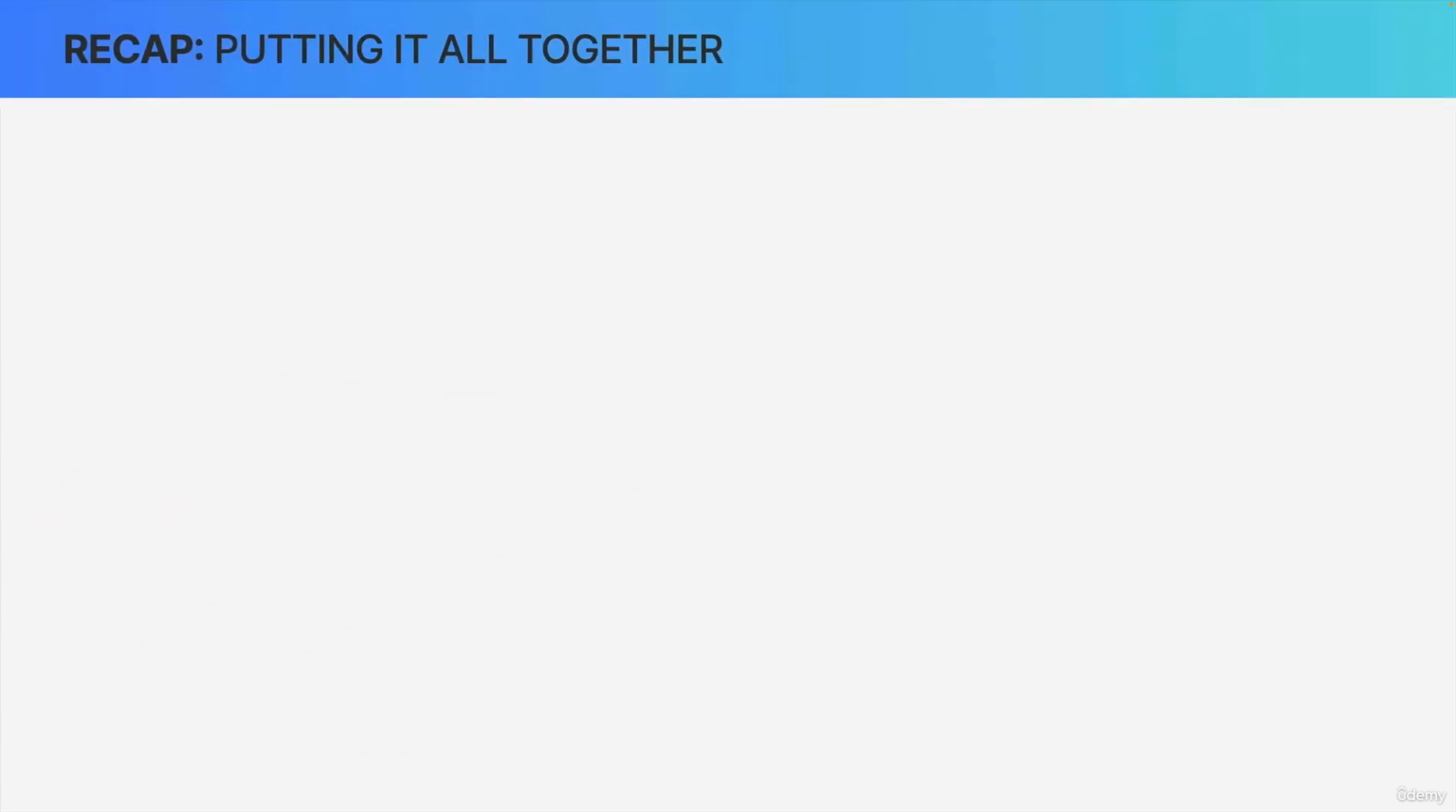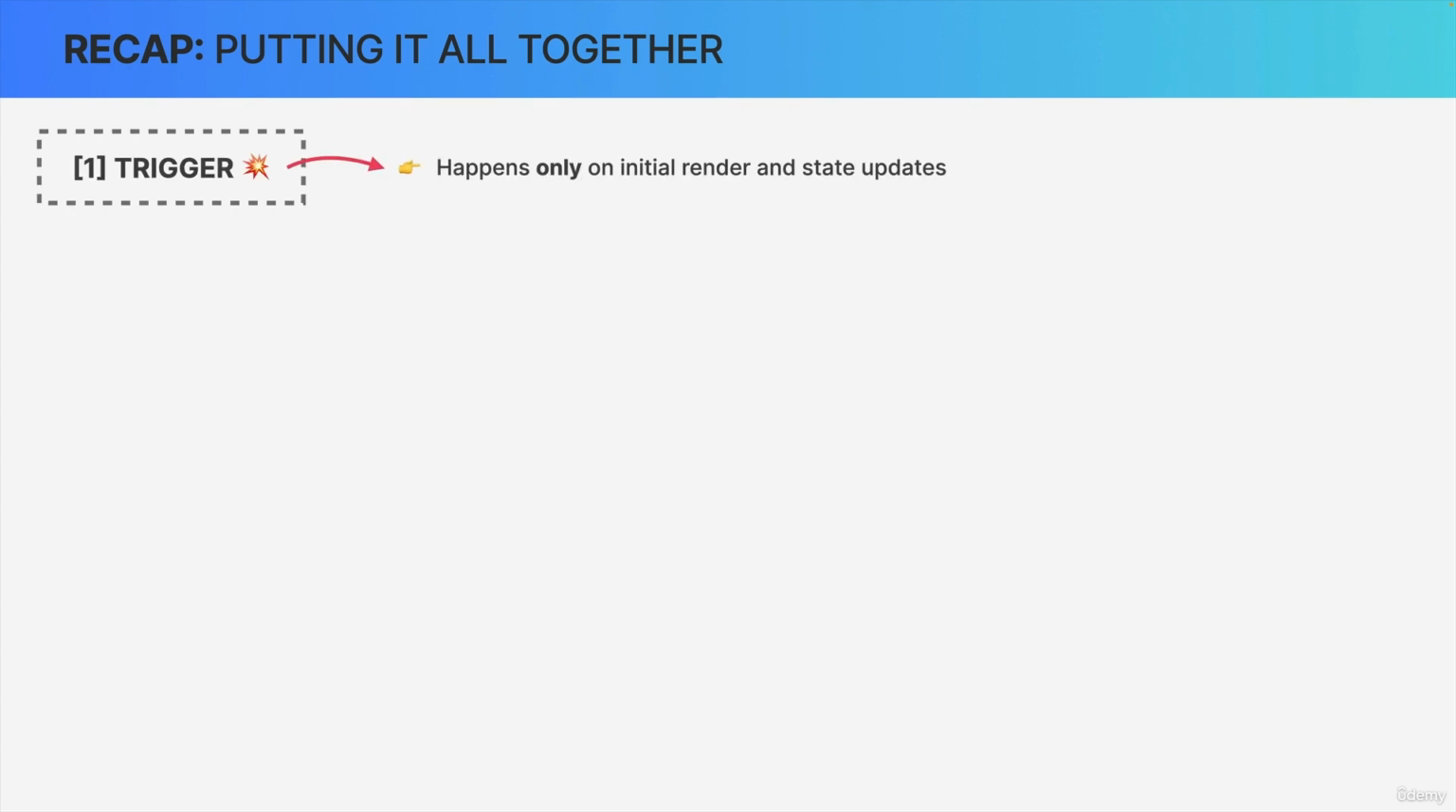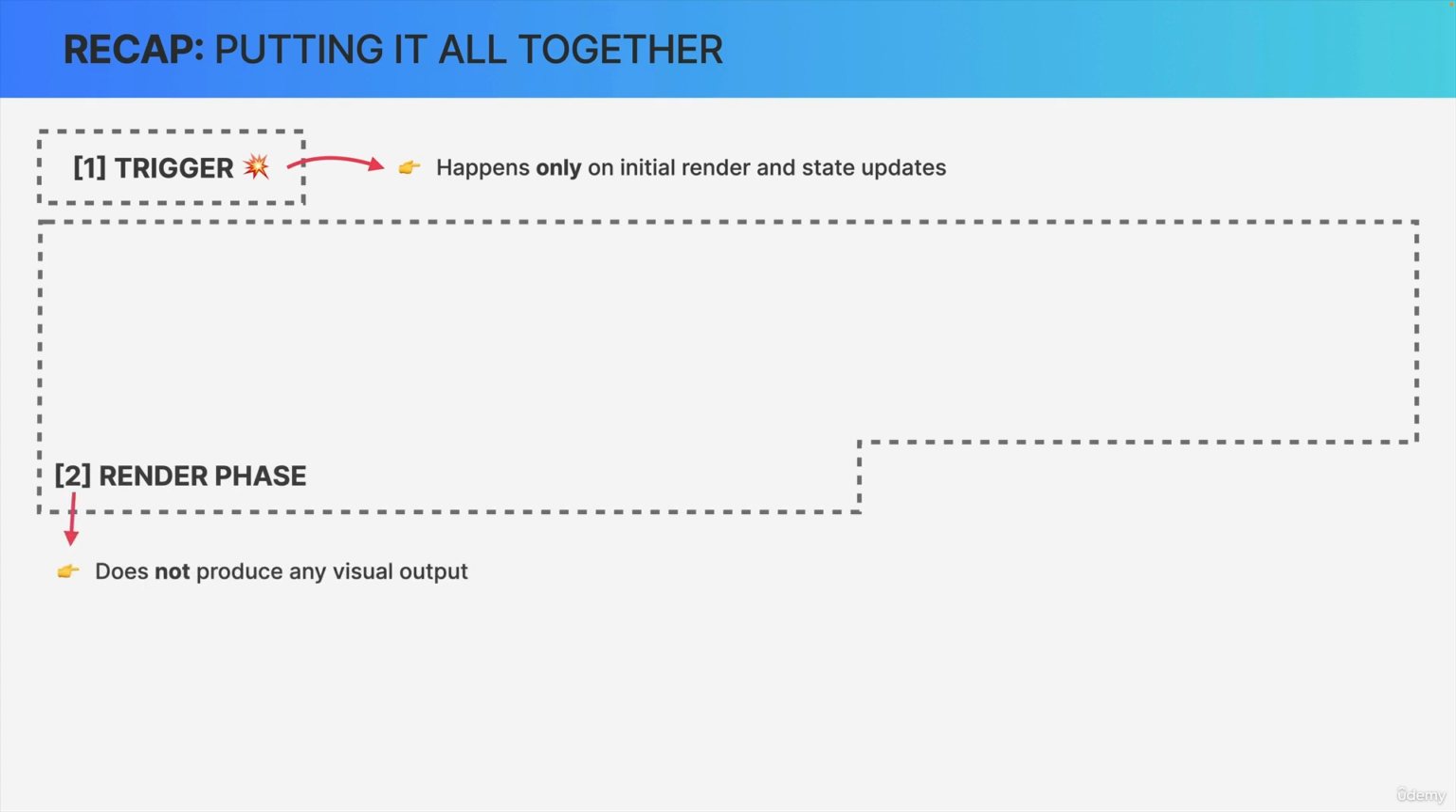All right, so after looking at all these phases in so much detail, let's do a quick recap here and summarize everything that we have learned. So, the whole process of rendering and displaying a React application on the screen starts with a trigger, which can either be the initial render of the app or a state update in one of the component instances. This then triggers the render phase, which does not produce any visual output. So this phase starts by rendering all component instances that need a re-render. And rendering in React simply means to call the component's functions.